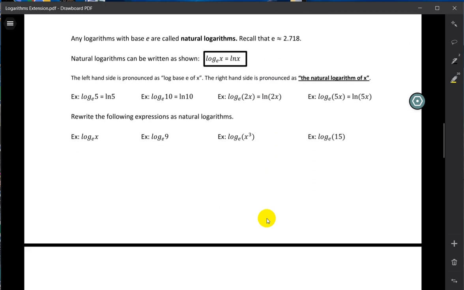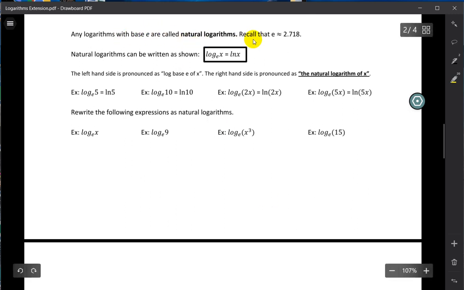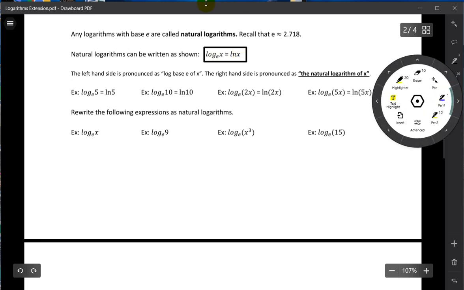On the bottom here, any logarithms with a base of e are called natural logarithms. Recall we have Euler's number, so e is approximately 2.718. Natural logarithms can be written as shown here. If you have a base of e, the shorthand for this is ln of x. That's called a natural logarithm, n standing for natural, and L for logarithm.